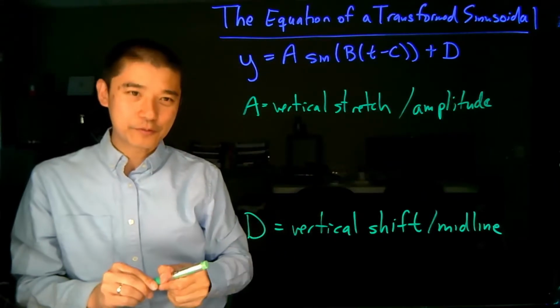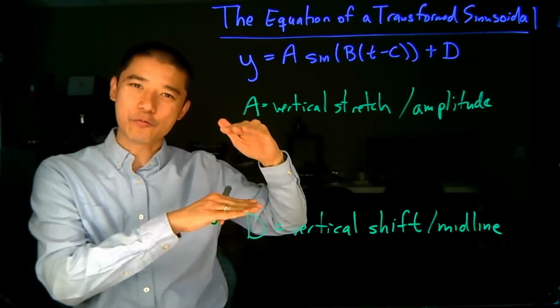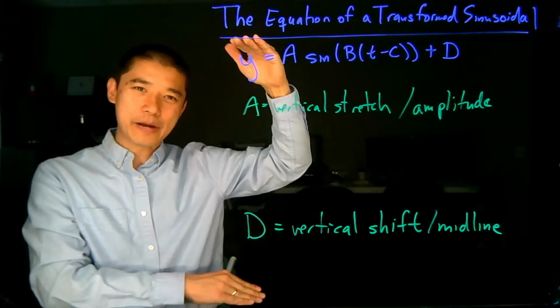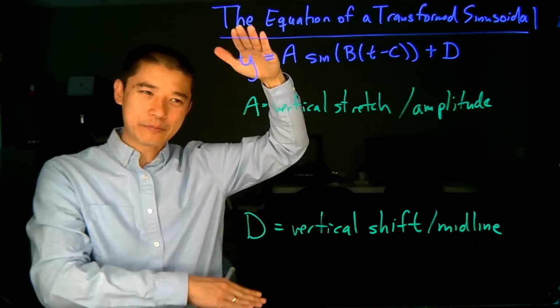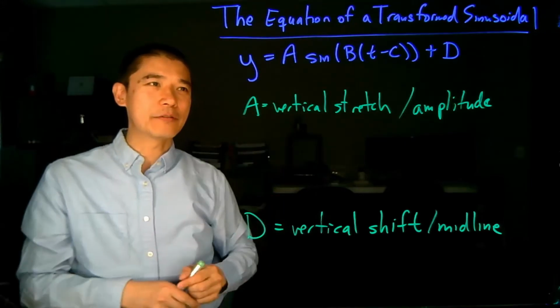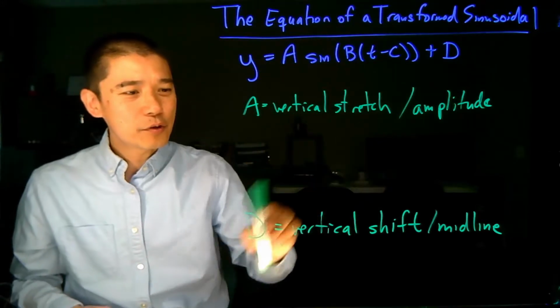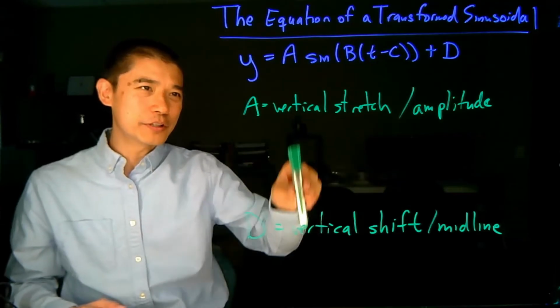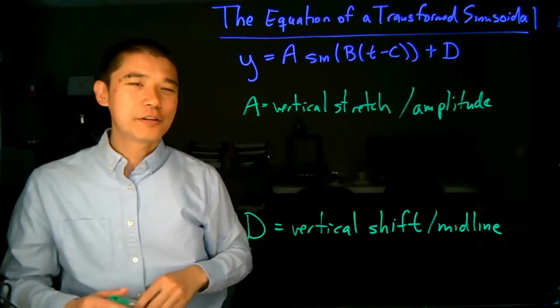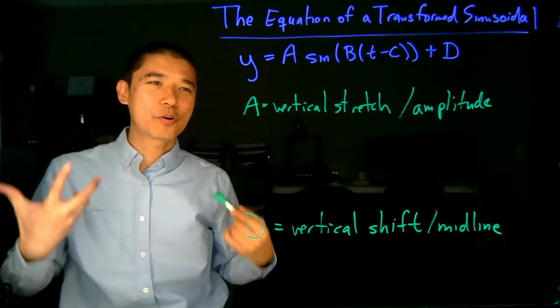right? So the amplitude for the basic cosine or sine function is 1, and then if you multiply by a bigger number, it stretches vertically. If you multiply by a number smaller than 1, it gets compressed downward. The vertical components, the vertical stretch and the vertical shift, those are the ones that students tend to be more comfortable with.